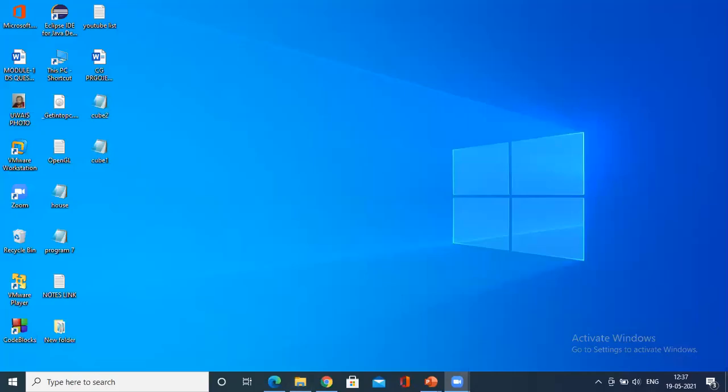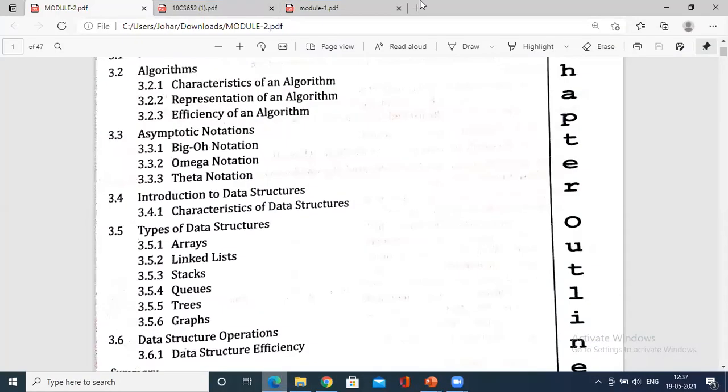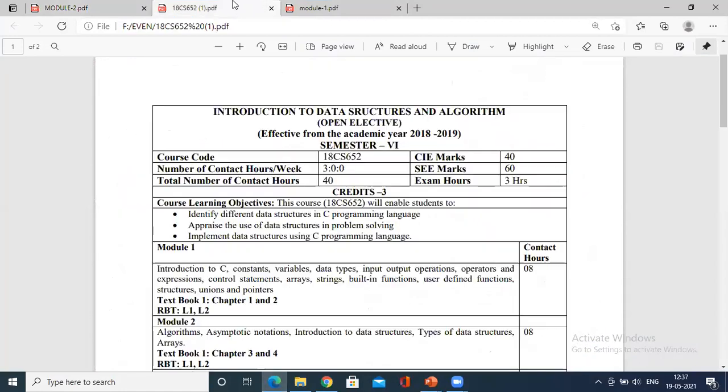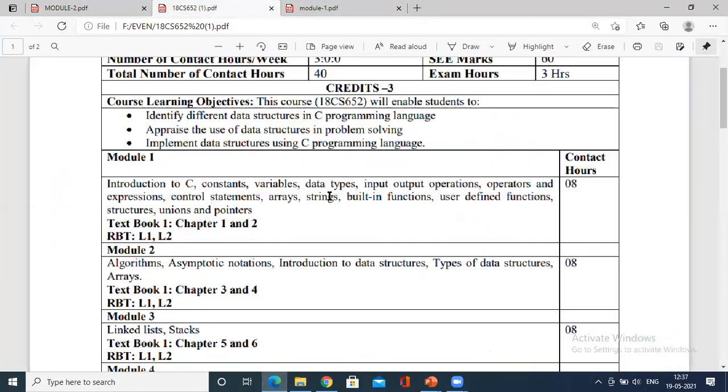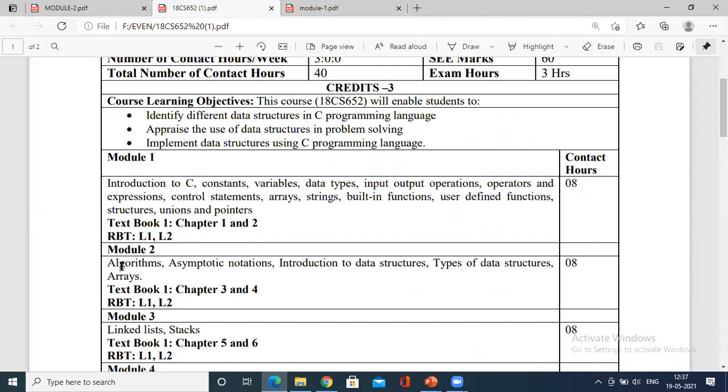So let me start the session. Today's session would be on asymptotic notation, as I said in last class. We are on to module 2 once again. The first concept was algorithms, then the second topic was asymptotic notation. We have three asymptotic notations to be studied today, with a kind of problems.